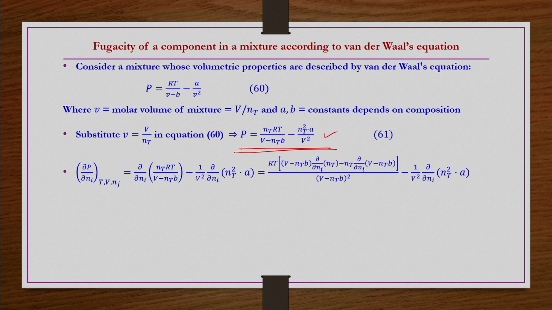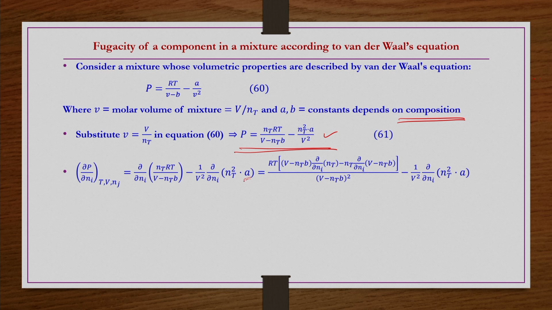That means, ∂/∂Ni of this first term, minus 1/V² ∂/∂Ni of (NT² A), right. So, here what is this A? We know that it depends on the composition, alright. So, that means yi, yj etc. it depends. So, that means it is dependent on Ni.